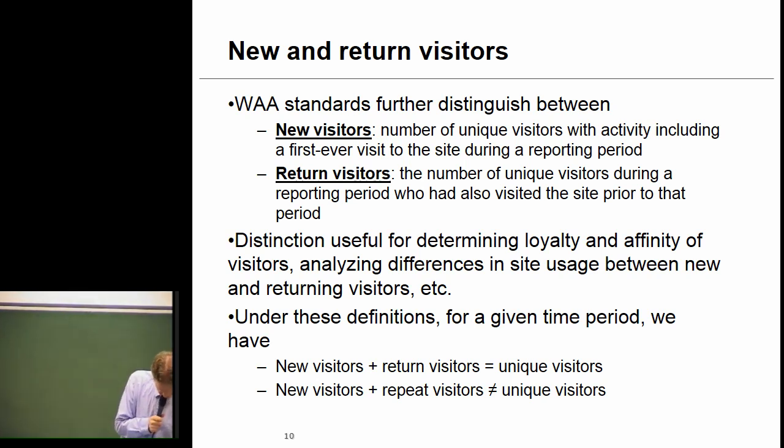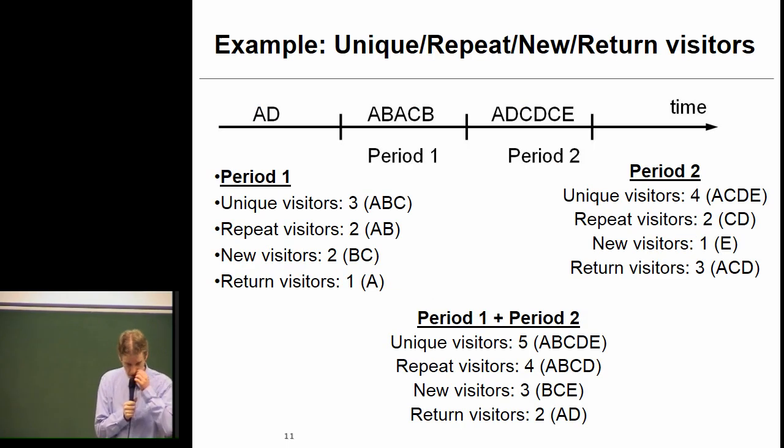Here you can see that further being illustrated with a particular example. So you have A, B, C, D, all refer to visitors. I have two periods. That could be a month, that could be a day, that could be a week. And then I can look at the number of unique visitors for period 1. The number of unique visitors is 3. This is A, B, and C. Repeat visitors, or the number of visitors during period 1 that actually have multiple site visits, right? So in this case, we have A and B. New visitors are visitors that we have never seen before. So this is B and C. And a return visitor is a visitor whom we have seen before. So this is A.